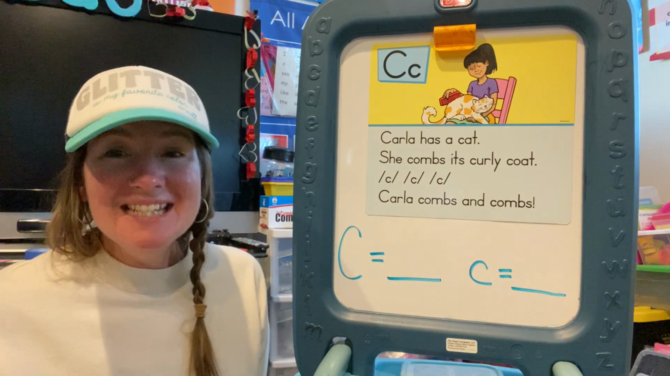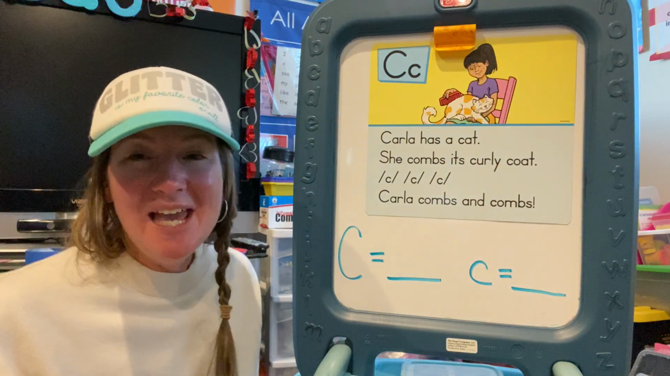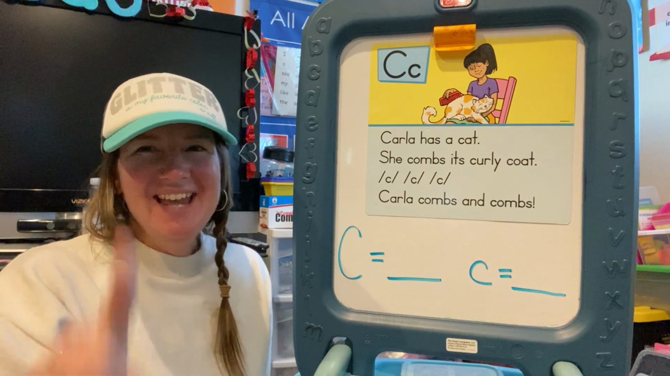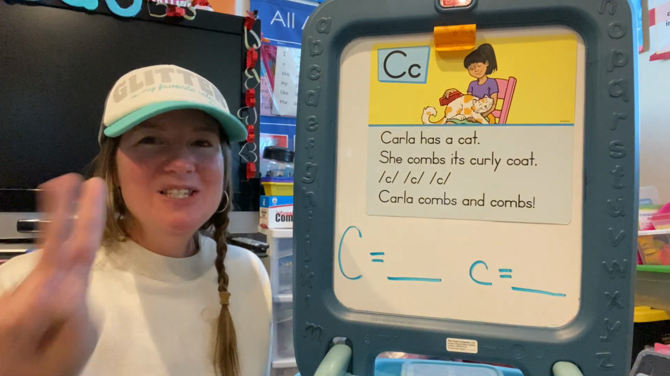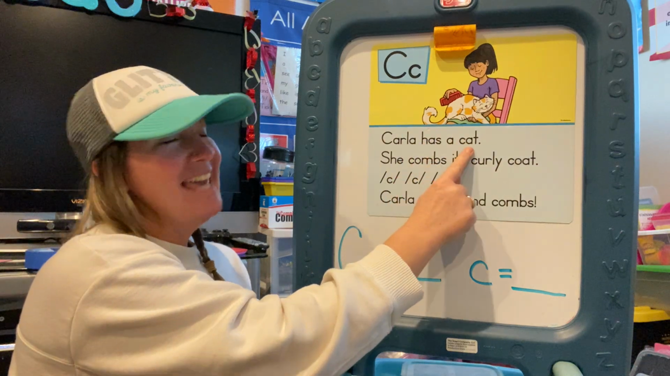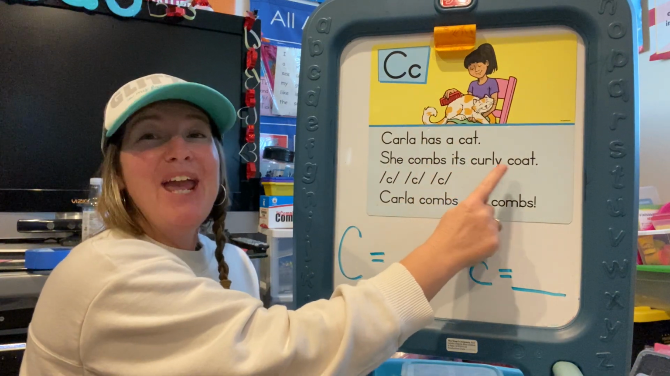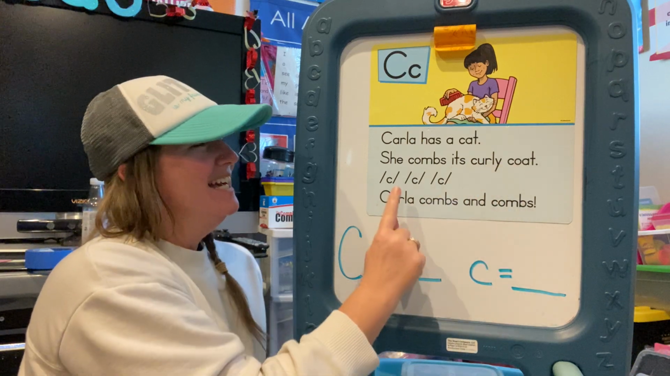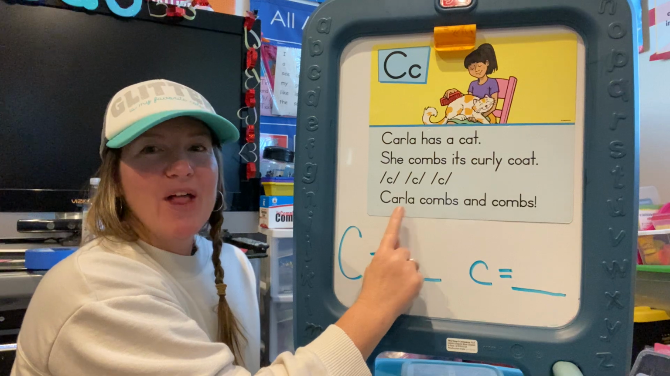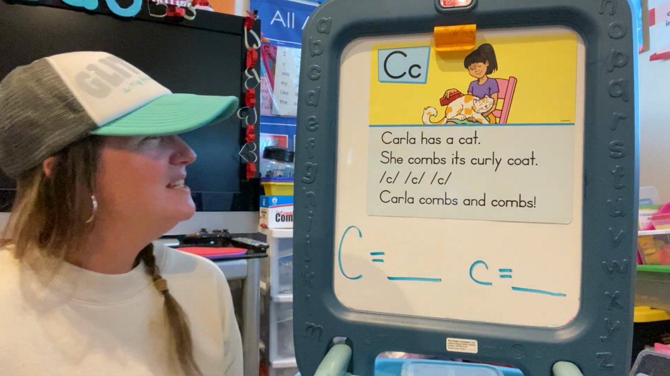All right, let's say the poem one more time all together. Can you say it with me, pandas? All right, here we go. A 1, a 2, a 1, 2, 3. Carla has a cat. She combs its curly coat. Nice. Carla combs and combs. Way to go, Panda Bears.